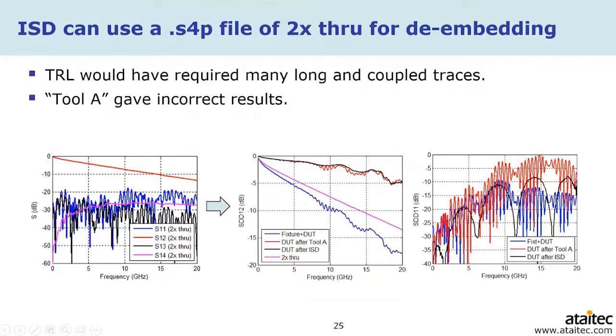after the embedding, the results are even worse than before the embedding, right? The blue curve is before the embedding, the red curve is after the embedding using other tool. We call it tool A here, a very famous commercial tool, in the red curve here. And if you use ISD, you'll get this black curve, nice and smooth response, and it's easier for correlation.